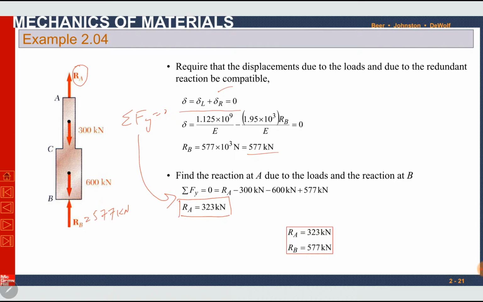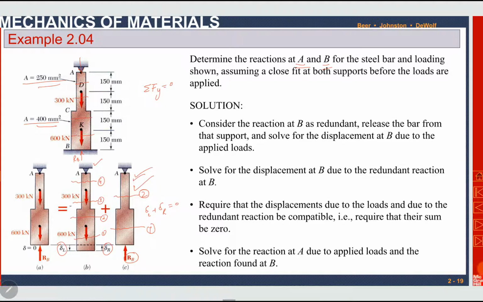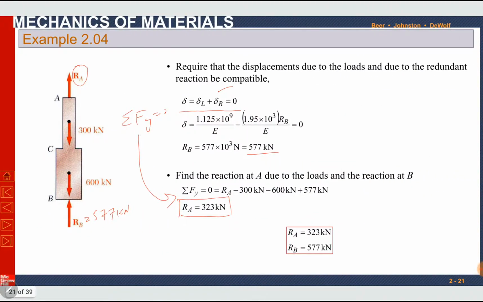Okay, so what we did, we considered one of the redundant reactions, RB in this case, as an unknown reaction force. We removed it initially and calculated the deformation due to applied loads. Then we removed the applied load and calculated deformation due to the redundant reaction. Their sum must be equal to 0. So we found one of the reaction forces, and then using equations of equilibrium, we found another reaction force. This is how to solve statically indeterminate problems.